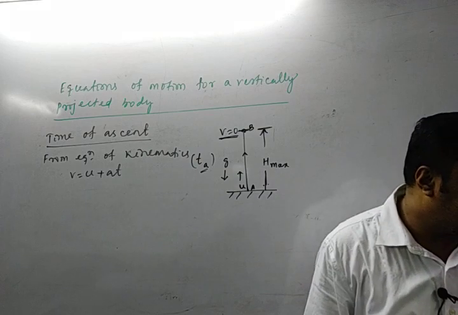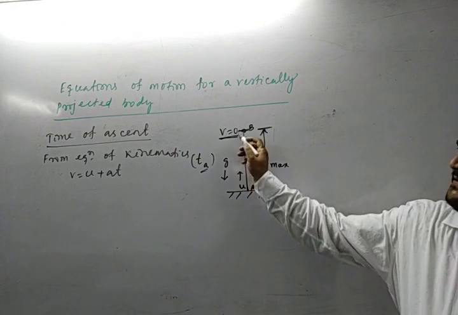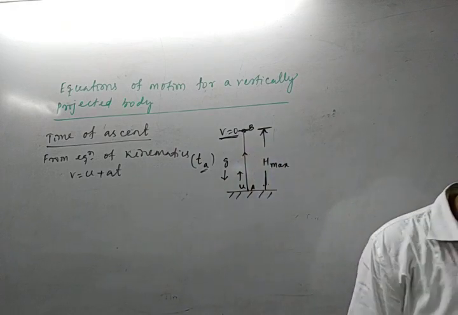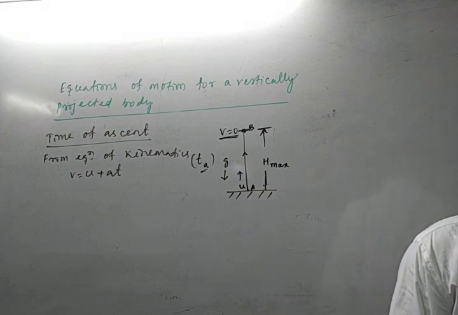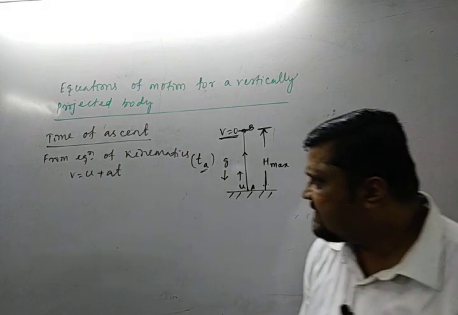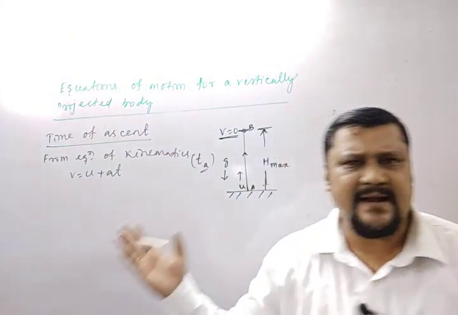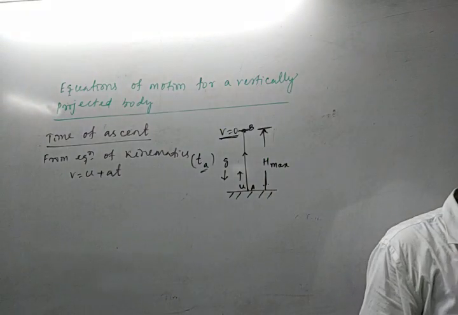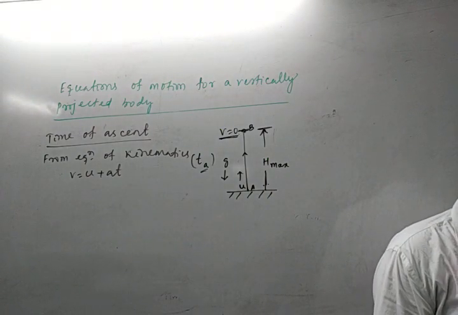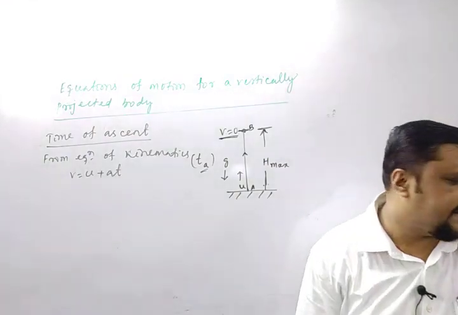So what will you use here? See, the final velocity is what? V is equal to 0. Yes. U is equal to what? Using sign convention, plus U. Acceleration, minus g. Then the height attained, that is obviously a maximum height, that is plus h. And time required is always plus TA.